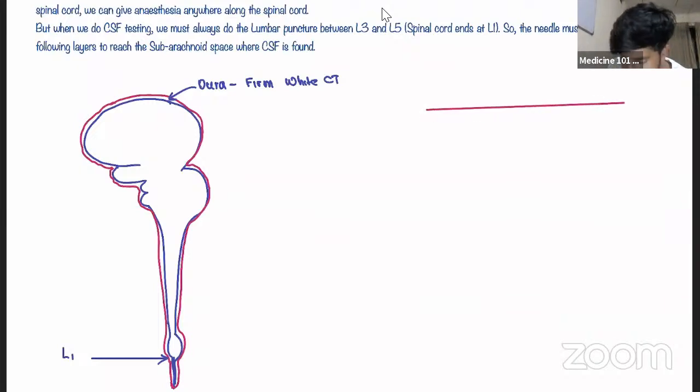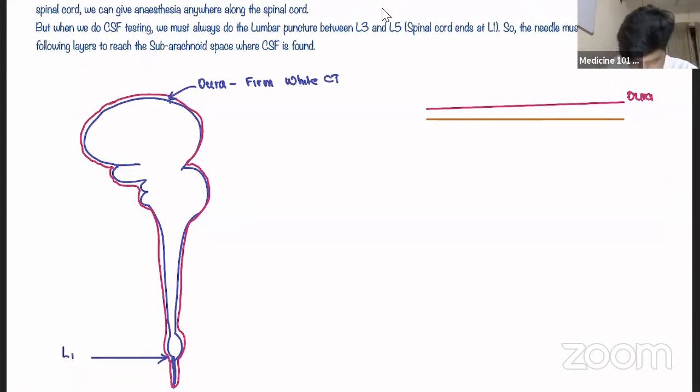Now draw the meninges with me. This is the dura mater. What is below the dura mater? Arachnoid. What is below the arachnoid? Pia. What is between the arachnoid and the pia mater? Subarachnoid space. Yes. And here we have the pia mater.